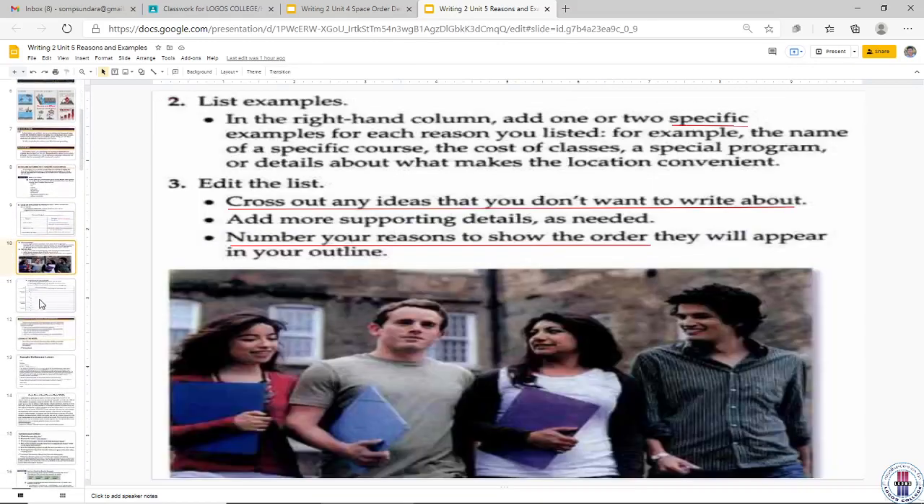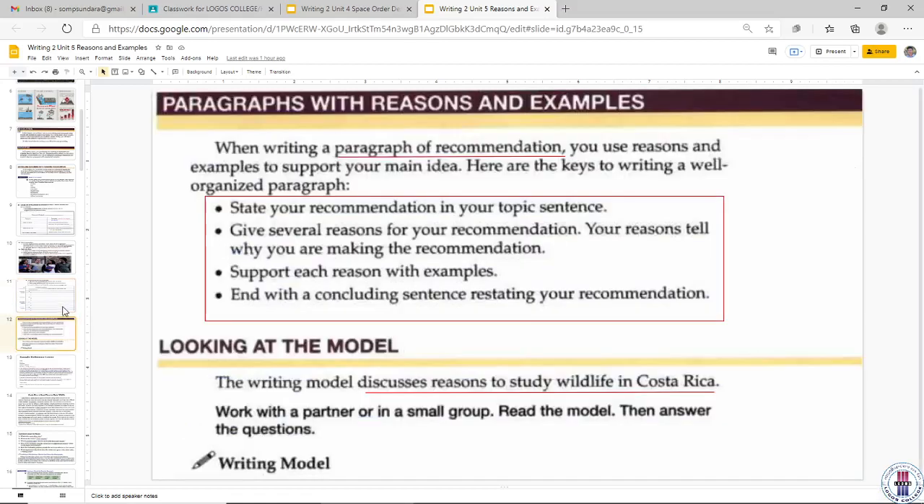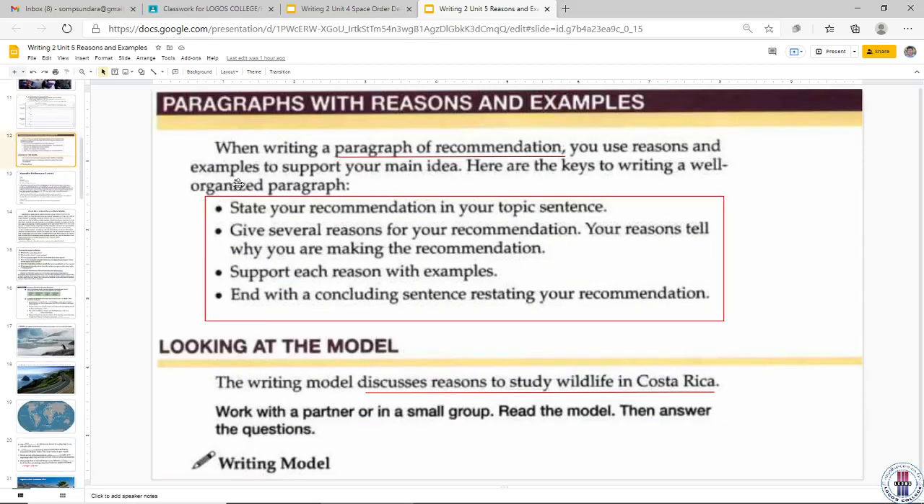All right, let's move on. That's outlining. Paragraphs with reasons and examples. When you write a paragraph of recommendation, you want to give specific reasons, and then support them with specific examples. Most of the outline is you state your recommendation in your topic sentence, then you give several reasons for your recommendation, support each reason with examples, and then end with a concluding sentence restating your recommendation.